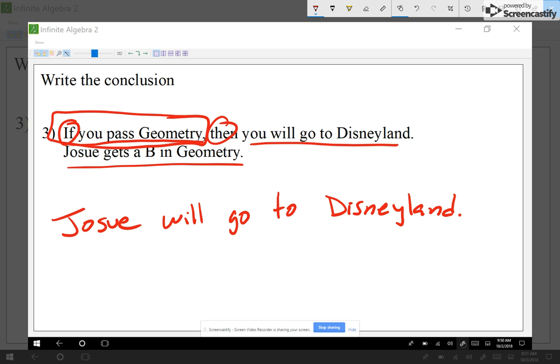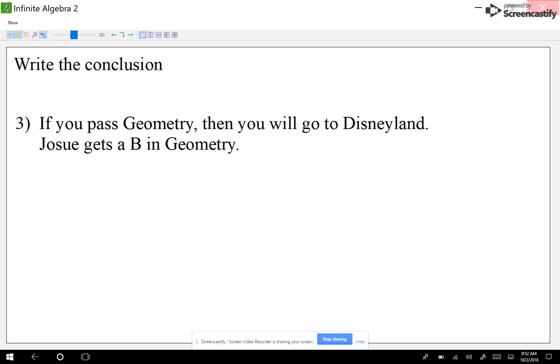Another thing, if I just said Josue went to Six Flags, I have no idea what happened to Disneyland. Right? I just know that he went to Six Flags. We okay with these? Now, still in deductive reasoning. Notice for deductive, I'm using words. We're going to get into numbers for deductive, but right now I just want to stay in words.